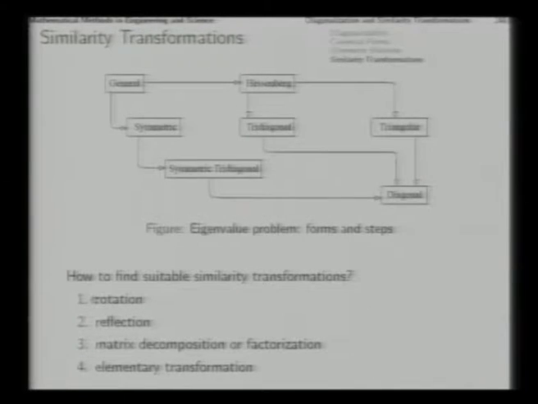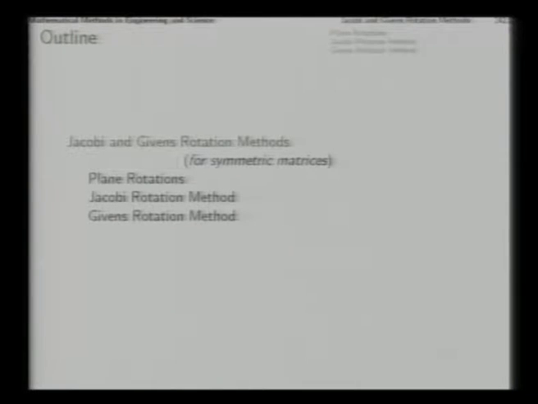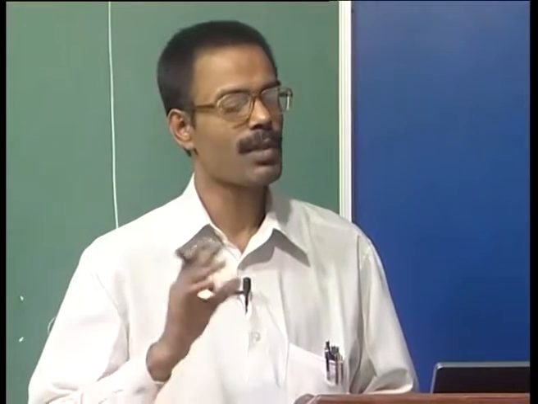method to find suitable similarity transformation is based on rotations, plane rotations, and make note that from now onwards most of our discussion will be focused on symmetric matrices, which have a lot of interesting properties which we have seen in the previous lecture. So, in this topic we will first try to see the geometric implication of plane rotations and how they give us suitable basis change and suitable similarity transformation matrices, and then based on plane rotations we concentrate on 2 methods, Jacobi rotation method and Givens rotation method.